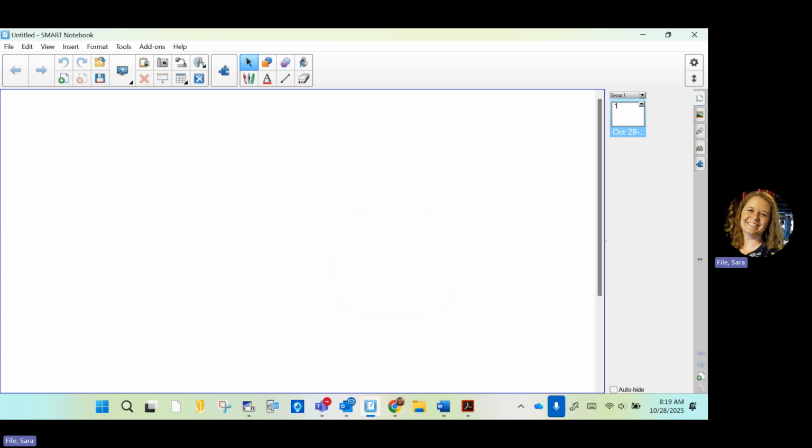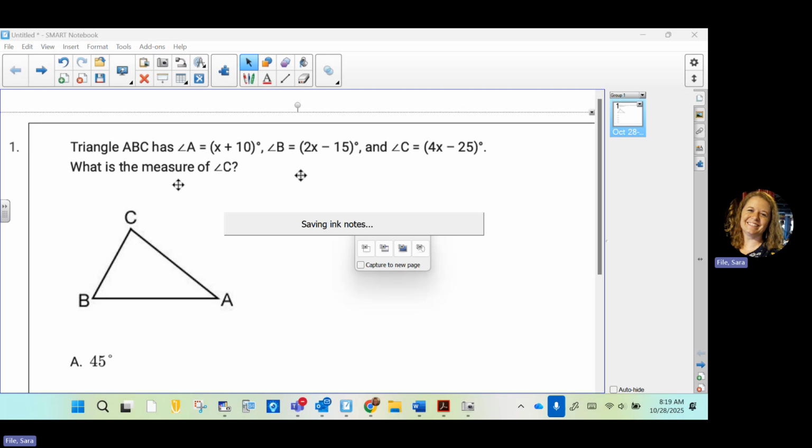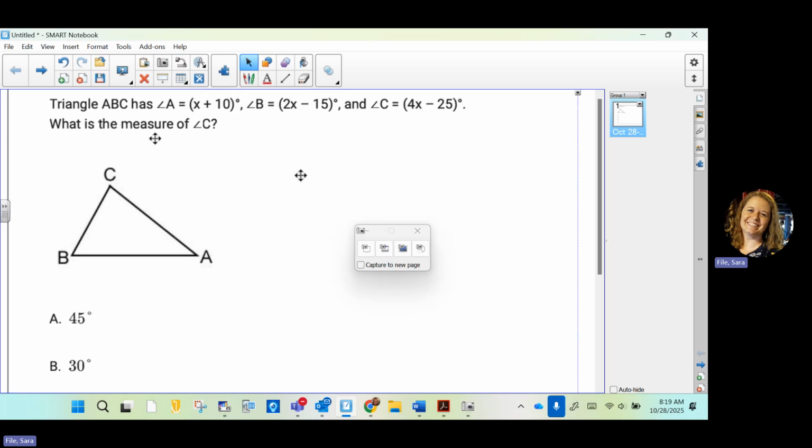Okay, so number 1 gave us a triangle ABC, and it says that the measure of angle A is x plus 10, and the measure of angle B is 2x minus 15, and the measure of angle C is 4x minus 25. What is the measure of angle C? Now, the picture was given so that you could mark this up if a visual helps you.